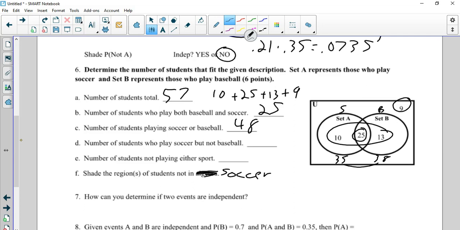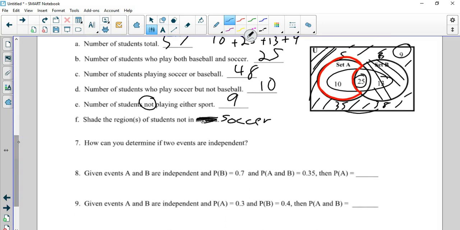Number playing soccer but not baseball, well, that would be 10. Number playing neither sport, be careful there, that's the 9 up in the corner. Shade the region of students not in soccer. Well, that would be anybody out here, obviously, because that's the not, and anyone over here. But you can't include that middle because they are playing soccer.